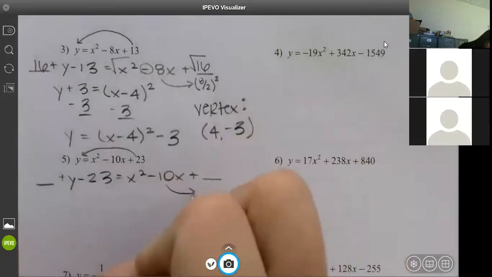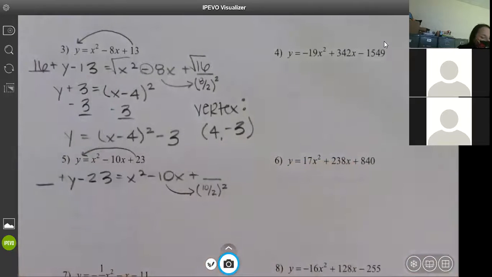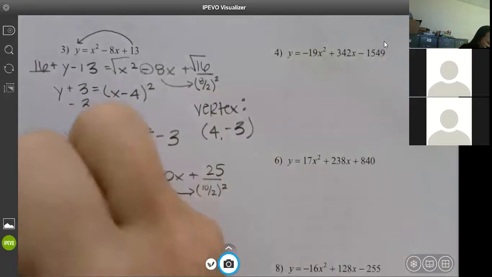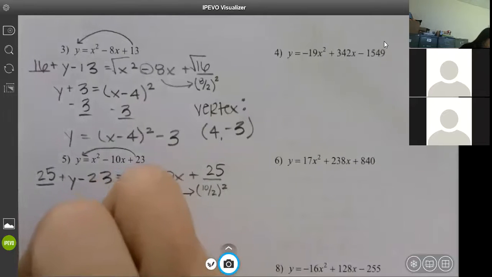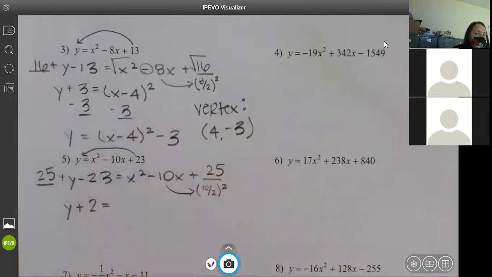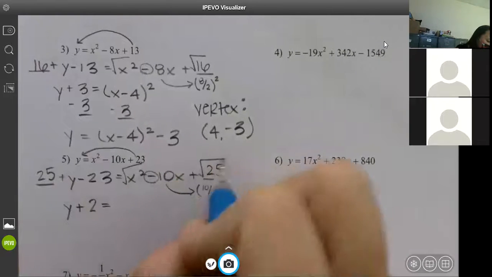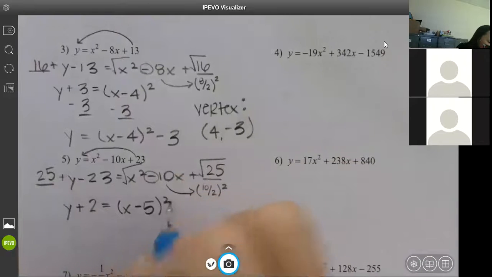Fill in this blank. 10 divided by 2 squared is 25. What I do to one side, I do to the other. Clean it up. 25 minus 23. So y plus 2 equals the square root of the first, the sign, the square root of the last, x minus 5, and then put your square on.